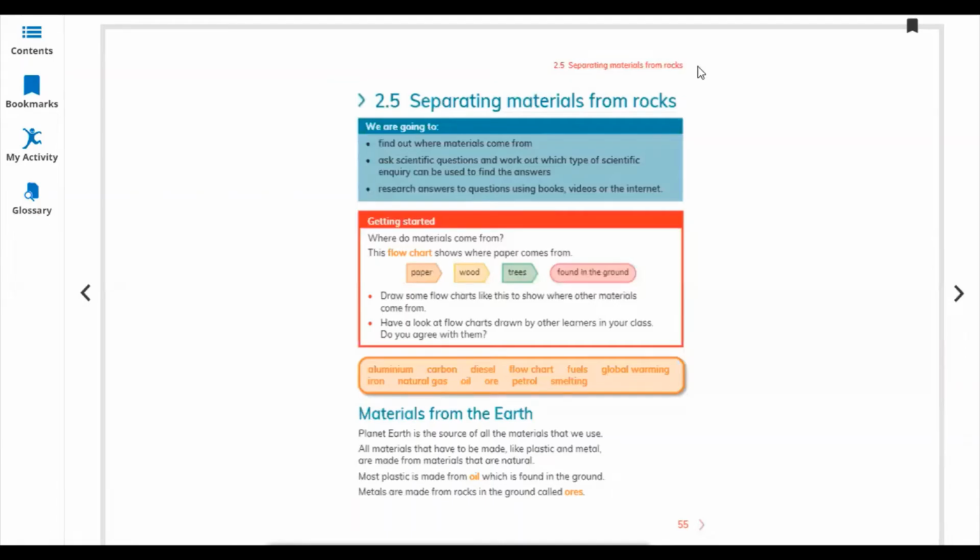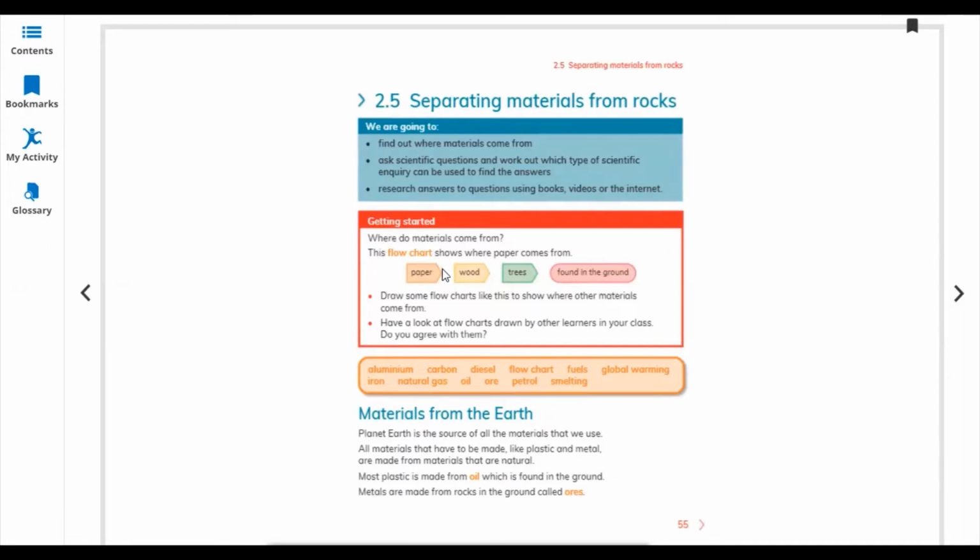Hello everyone. Now I am starting lesson 2.5 from the Cambridge Primary Science Learner's Book. Unit 2, lesson 2.5, separating materials from rocks. We are going to find out where materials come from, ask a scientific question and work out which type of scientific inquiry can be used to find the answers. So let's start. Where do materials come from?